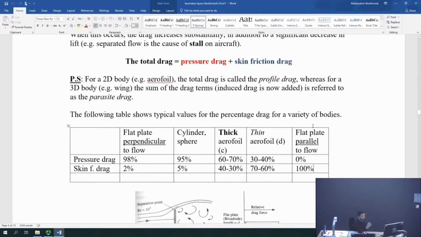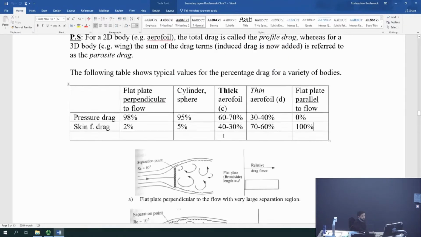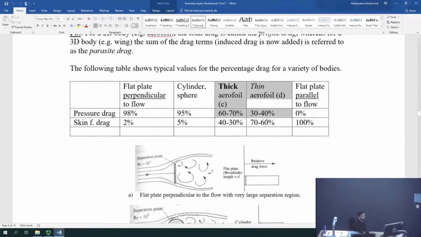Now, of course, in aerospace applications, you probably will be thinking about these two types, thick airfoils and thin airfoils, probably much more on thin airfoils because most of flight these days, high-speed flight, uses thin airfoils. So in that case, you immediately see that the skin friction is actually quite a high proportion. And of course, skin friction comes from the boundary layer. This is why we're studying the boundary layer.